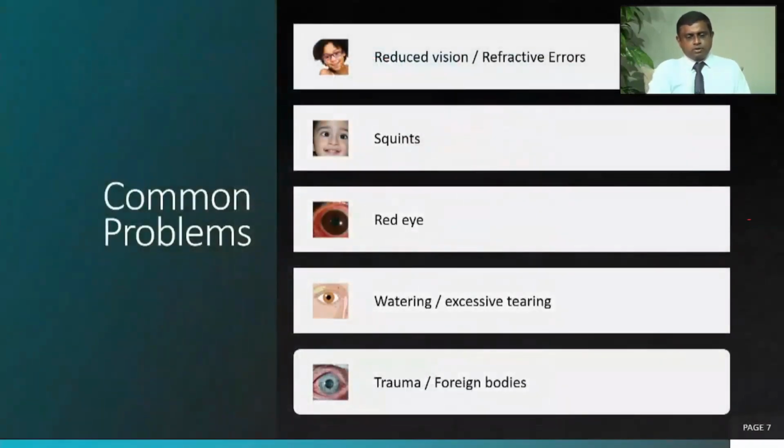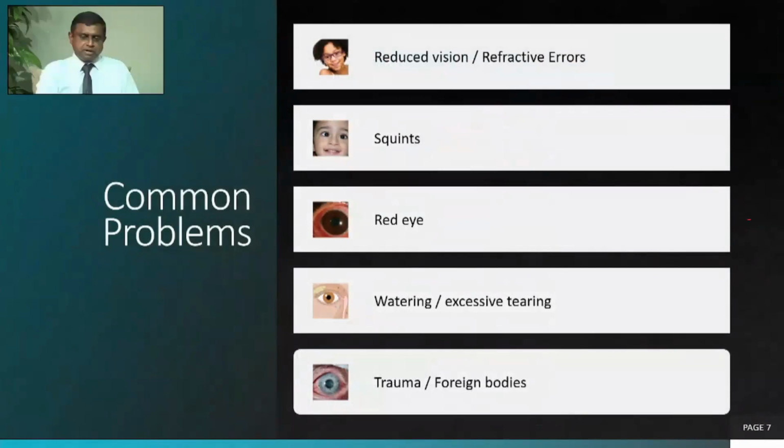The common eye problems, particularly what we see in our clinics or what you might see in your community, are reduced vision due to refractive errors, then squints. The parents might often complain of squints. Red eye may be a common complaint, particularly when the children develop seasonal type of allergic conjunctivitis.